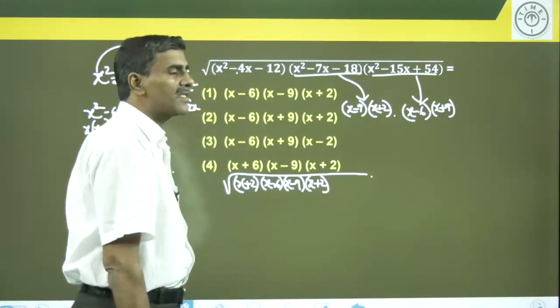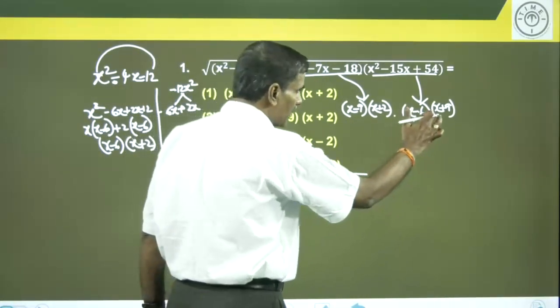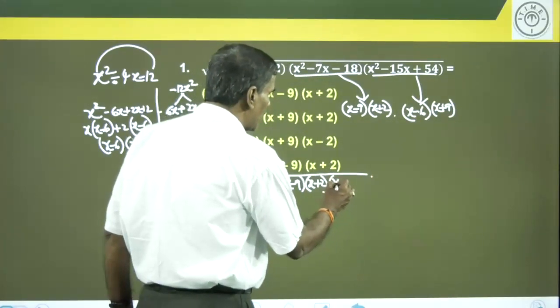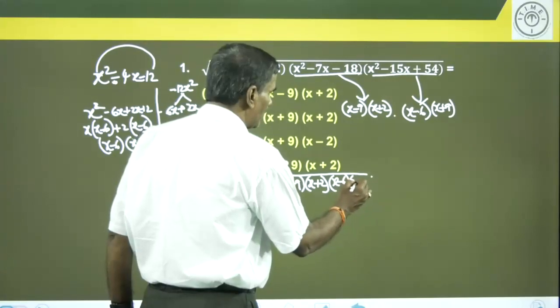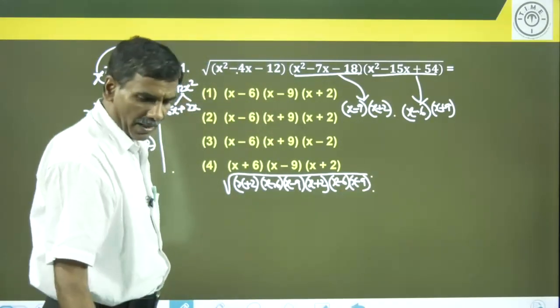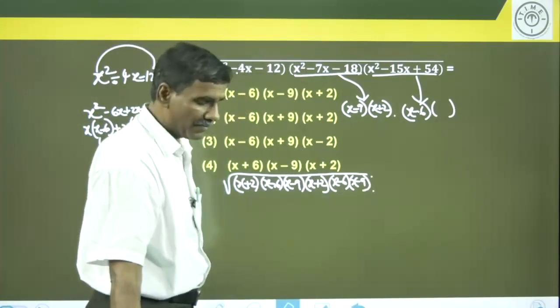The next one: x minus 6 into x plus 9. Sorry, x minus 9 there. I wrote it as plus 9, it should be minus 9. Okay, so x minus 6 into x minus 9. Right, so what we understand then, I will erase and write it as x minus 9.